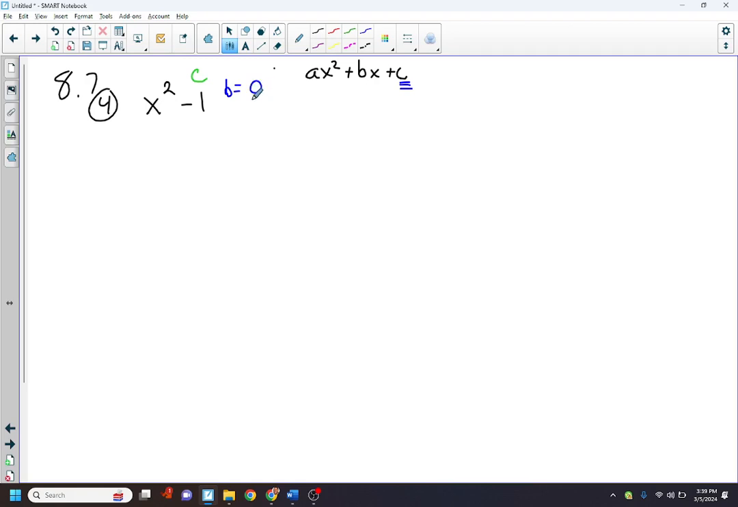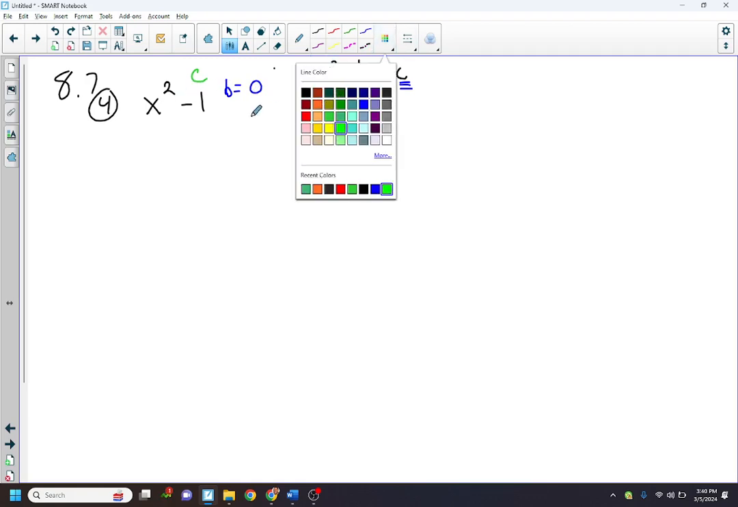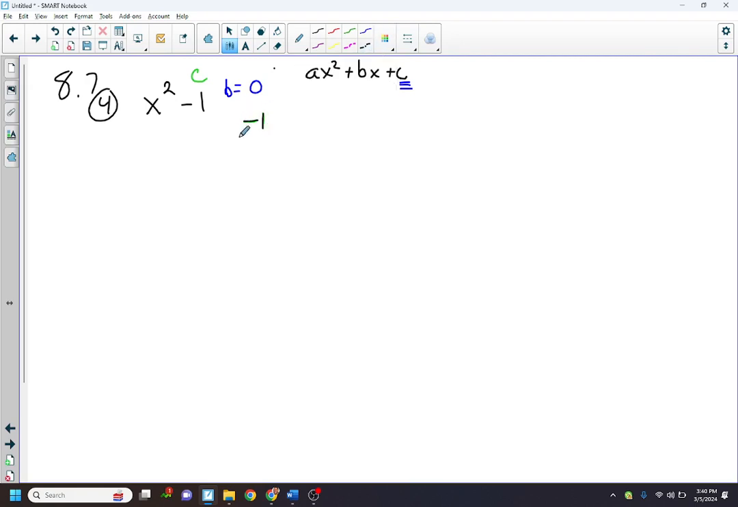So, with that in mind, it is going to be what multiplies to negative 1 that adds to 0. And in this situation it is negative 1 and 1. Negative 1 times 1 equals negative 1, and it adds to 0. So it's going to be x minus 1, x plus 1. And that's it.